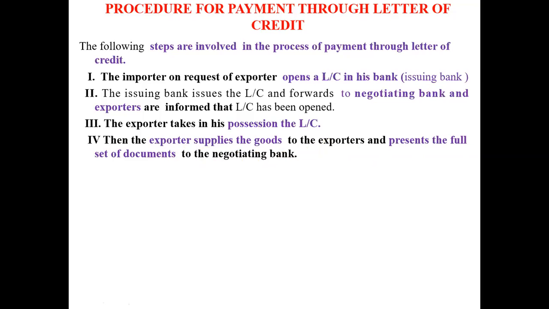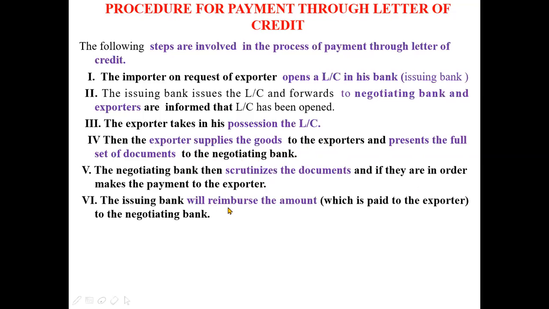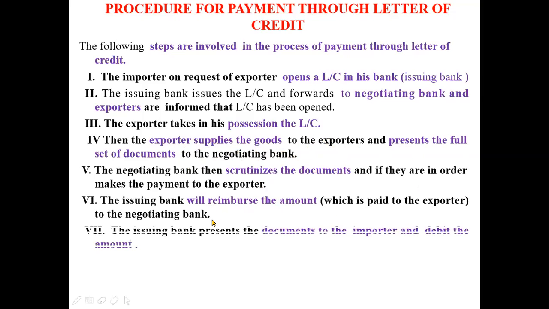That means the exporter will supply the goods to the importers and present the full set of documents to the negotiating bank. Now, the negotiating bank will scrutinize the documents, and if they are in order, they will make the payment to the exporter. And the issuing bank will reimburse the amount to the negotiating bank.